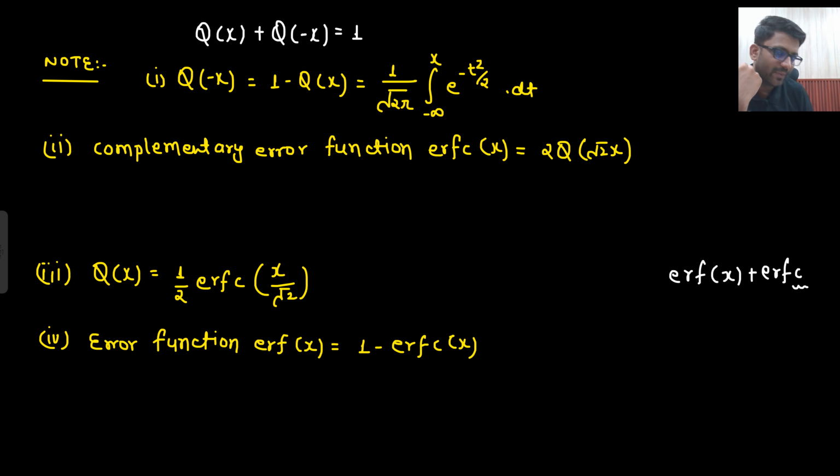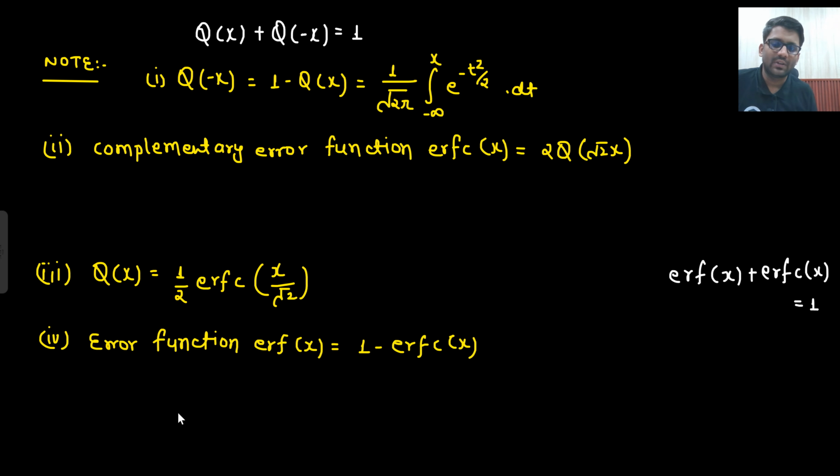This stands for complementary and this stands for error function. So error function plus complementary error function is also equal to 1. This is what you need to remember. Q of x plus Q of minus x is equal to 1. Error function plus complementary error function is equal to 1. Now, how are these two interrelated? They are interrelated as error function of x is equal to 2Q of root 2x.